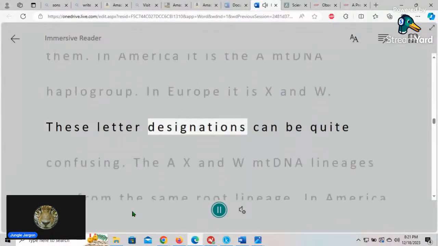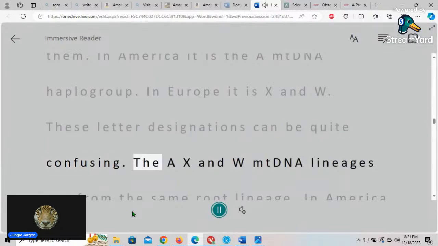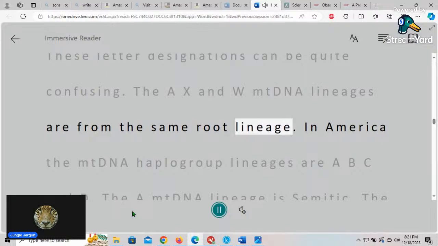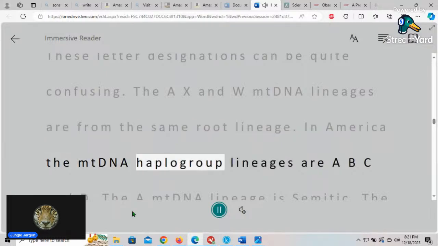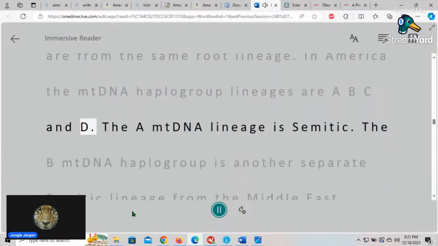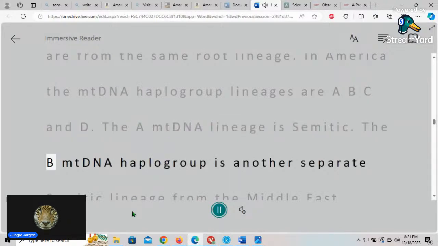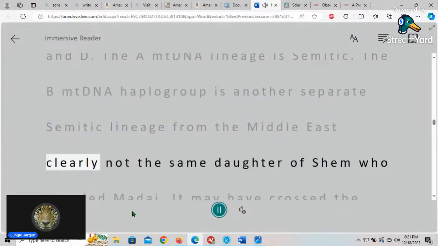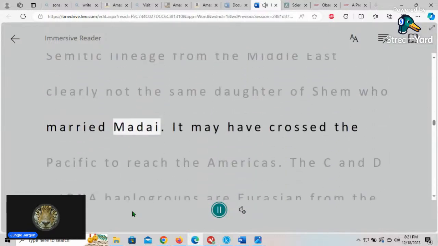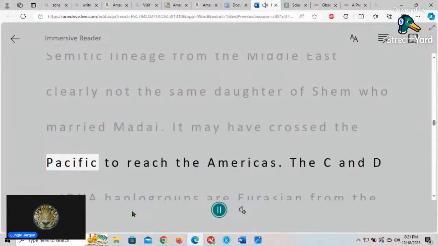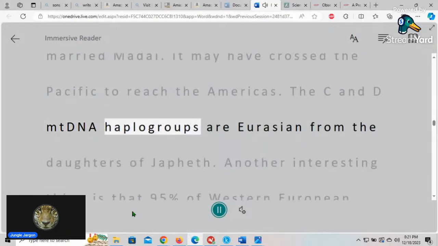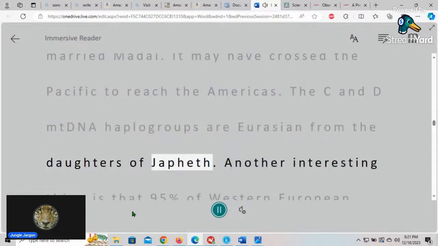These letter designations can be quite confusing. The A, X and W mtDNA lineages are from the same root lineage. In America, the mtDNA haplogroup lineages are A, B, C, and D. The A mtDNA lineage is Semitic. The B mtDNA haplogroup is another separate Semitic lineage from the Middle East, clearly not the same daughter of Shem who married Madai. It may have crossed the Pacific to reach the Americas. The C and D mtDNA haplogroups are Eurasian from the daughters of Japheth.